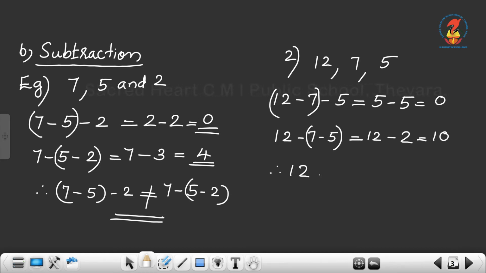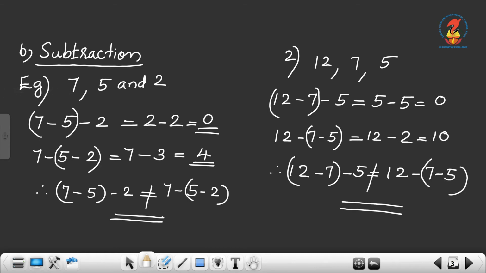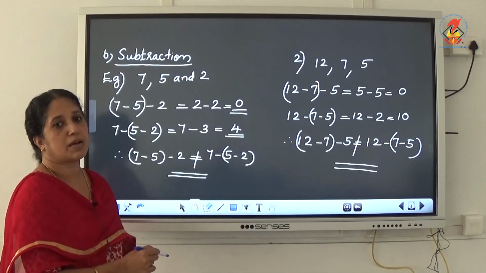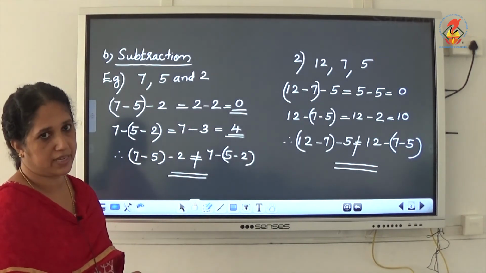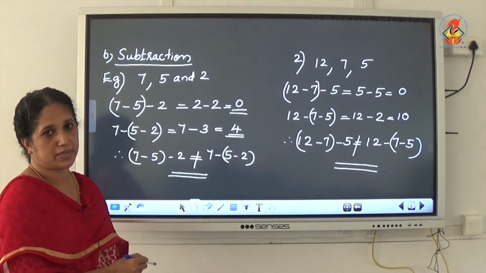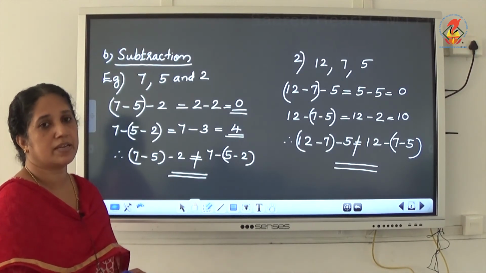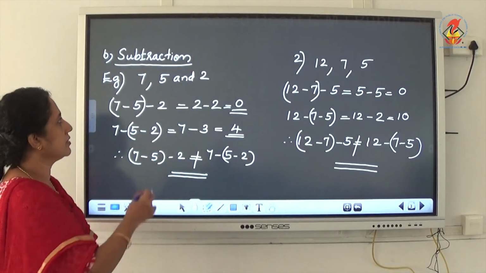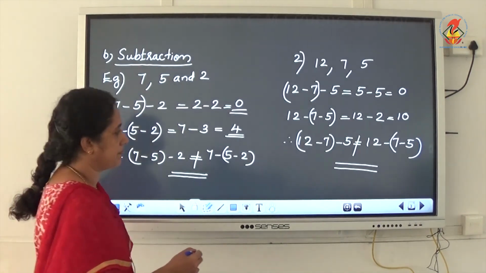So, here in the case of subtraction, the grouping is very important. When we change the grouping, order of grouping, we will get different answers. So, we can say that (12 - 7) - 5 is not equal to 12 - (7 - 5). So, from these examples, we can say that subtraction is not associative for whole numbers, or whole numbers are not associative under the operation subtraction.